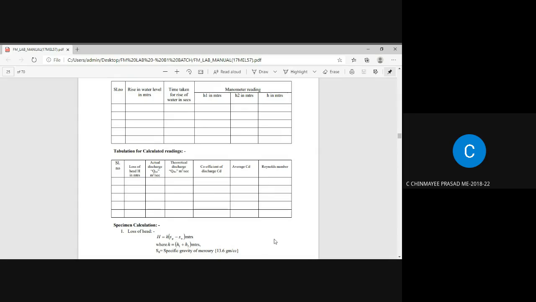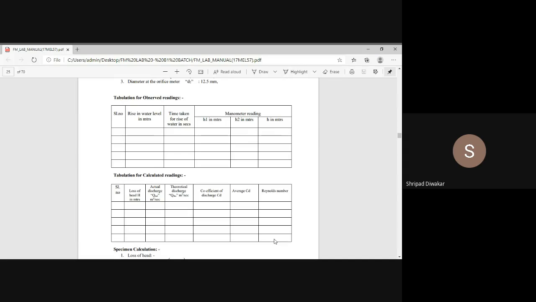So the first table, what is the heading? Can you scroll? Heading: observed readings. And the second table is calculated readings. Means you are going to take the readings and enter those values in table 1, and after calculation, you have to put all the calculated values in your second tabular column. Actually, this is the procedure to the experiment in FM lab.